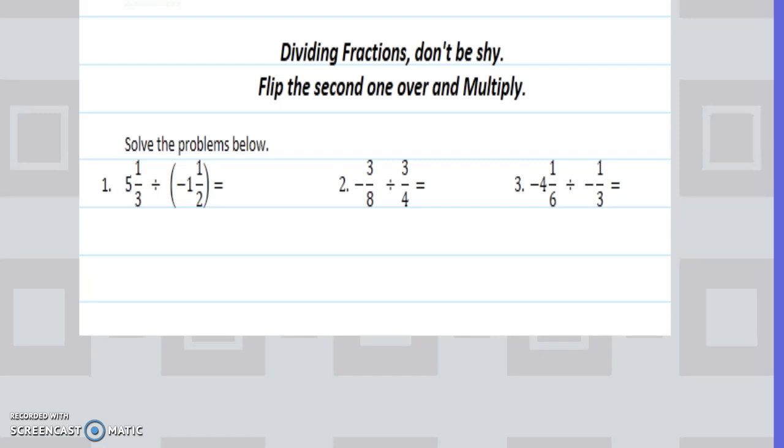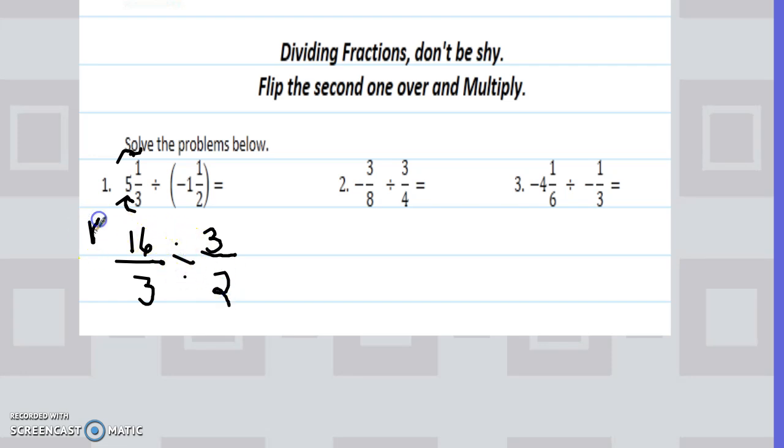Okay, example 1. Before we can even begin, we need to make it MAD or Texas. So we're going to say 5 times 3, which is 15. 15 plus 1 is 16 thirds. Okay, so now we're going to make this MAD. 2 times 1 is 2, plus 1 is 3 halves.